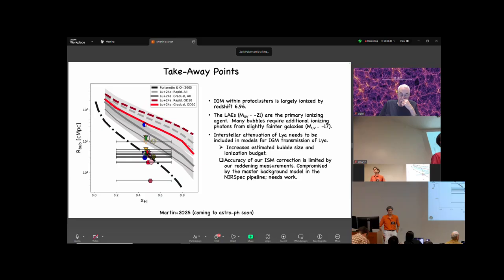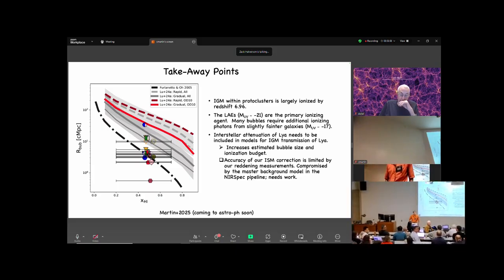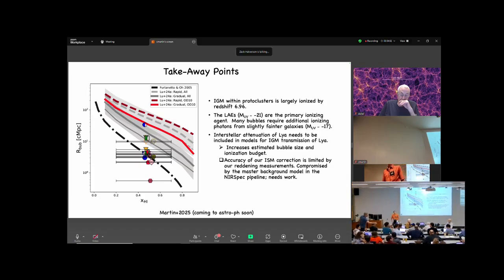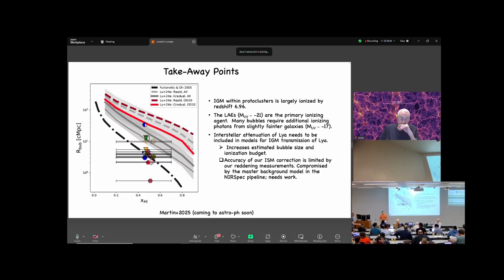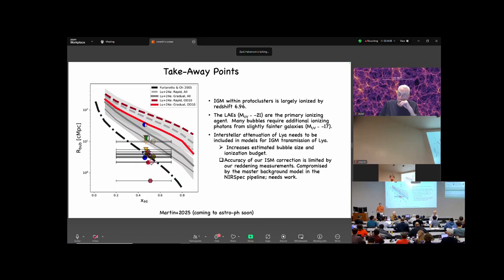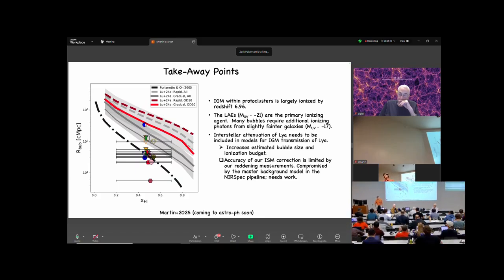So, do we have a quick question for Crystal before starting the discussion session? When you say that the recombination time is very long compared to the crossing time, do you take into account clumping factors for the recombination time? No, just at the average. Because of this clumping factor of the field, maybe. Sure, that could make a difference.